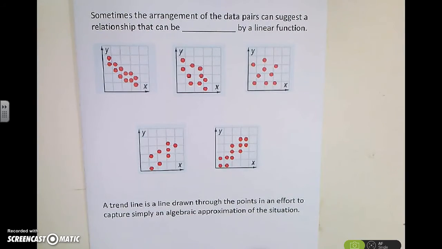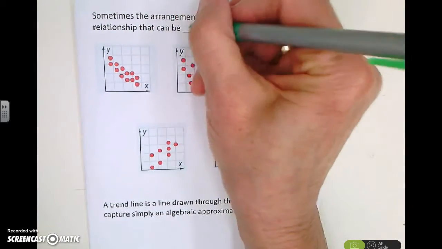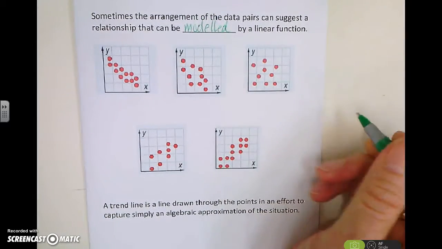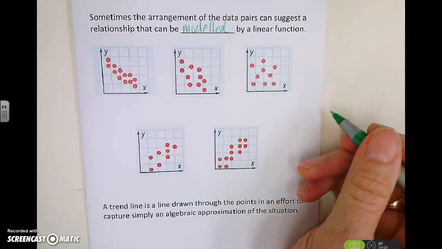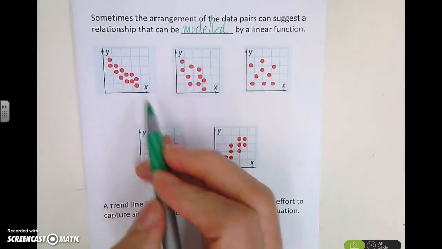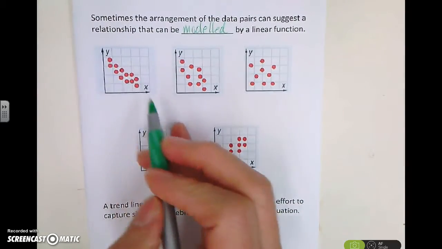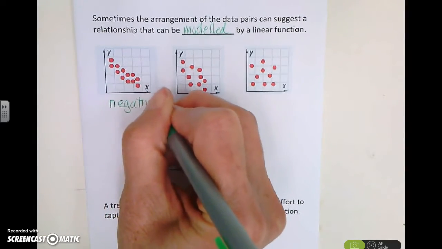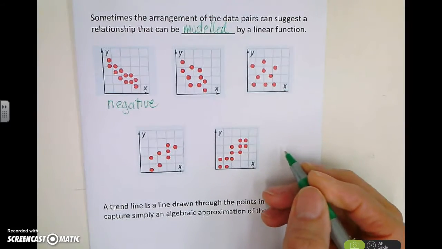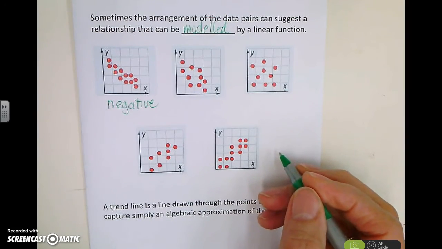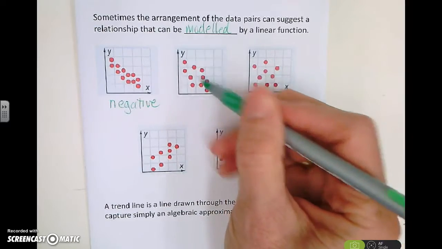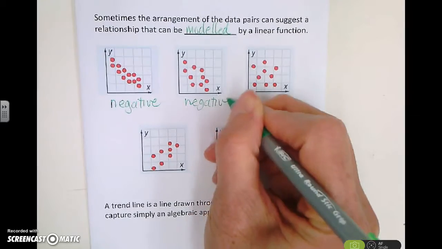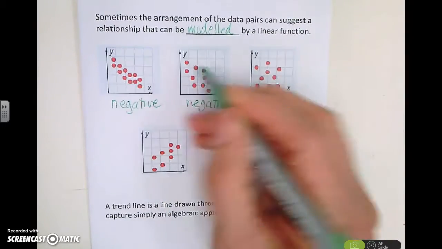Sometimes the arrangement of the data pairs can suggest a relationship that can be modeled by a linear function. So it kind of looks like a line. Notice this one, this looks pretty close to a line, and it's falling. So we say that there is a negative correlation. So it's a pretty strong one. It's a pretty serious line right there. However, this one, even though it does appear to be falling, so it's still negative, it's a weaker correlation. It's not as strong as this one.